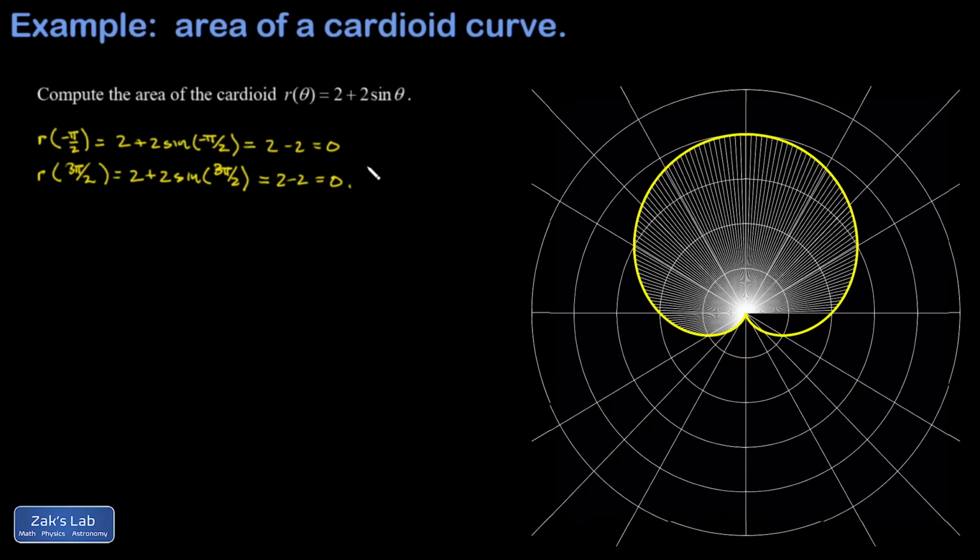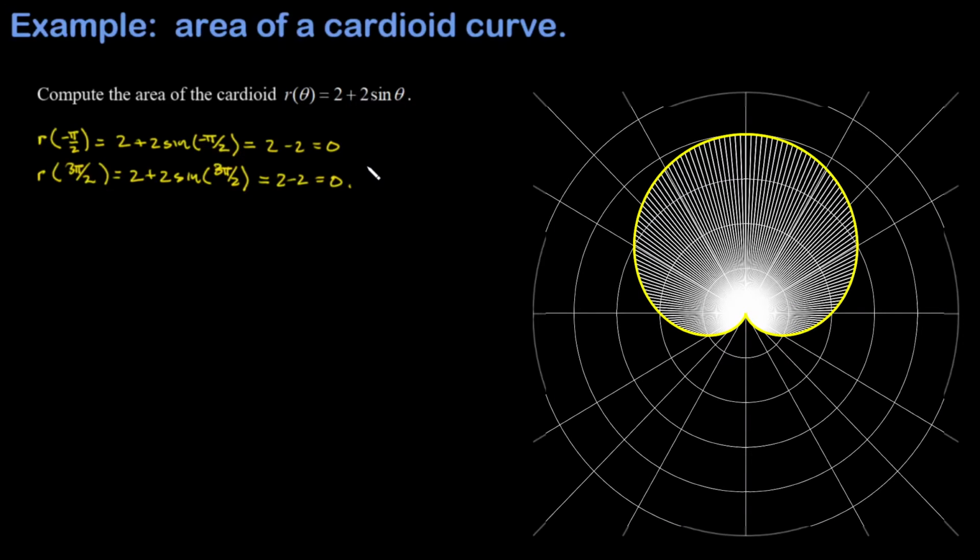For example, if we wanted to get half the area and double the result, it would be wisest to start at negative pi over 2, because when you start at theta equals 0, you're cutting off a little slice at the bottom of the cardioid and it ruins your symmetry. So let's get into the area integral.